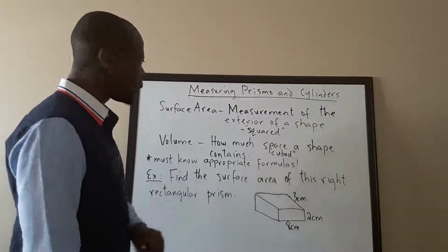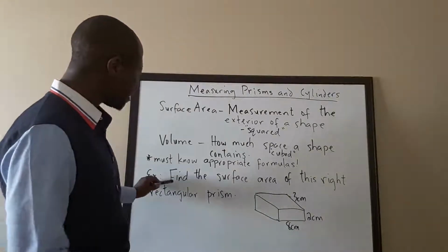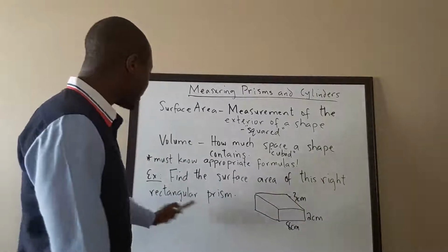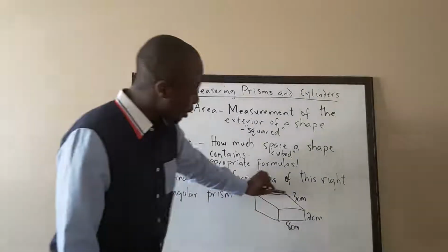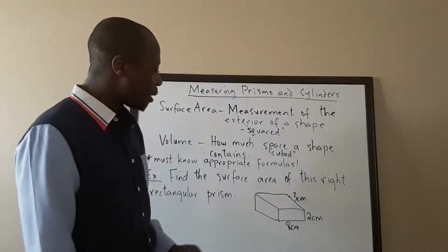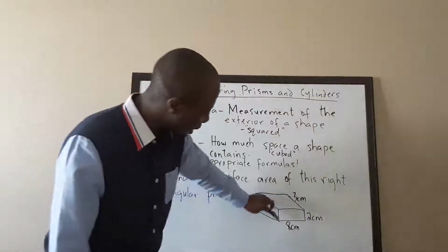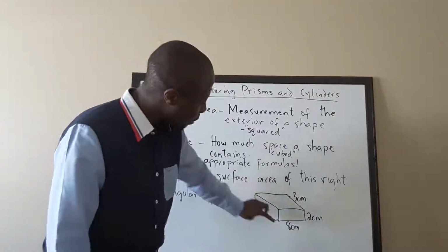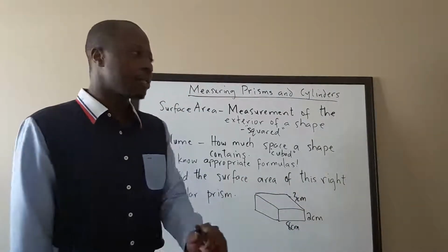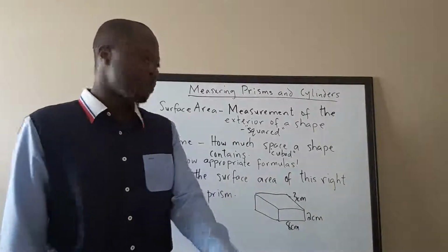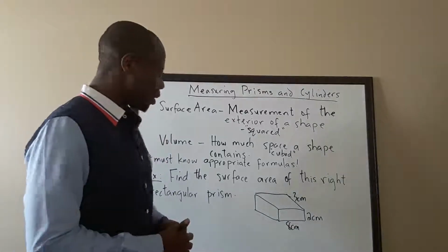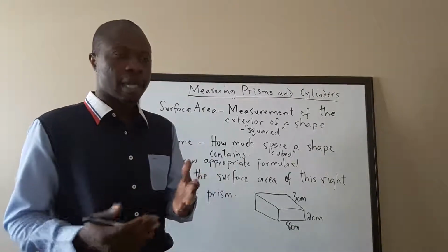So this is now the first example. The first example says: find the surface area of this right rectangular prism. The shape we have here is a right rectangular prism. It makes sense that this is a rectangular one because we can see a rectangle here and a rectangle here. This is important because later on we're going to talk about triangular prisms. This particular one is a rectangular prism, so we need to understand rectangles and go from there.